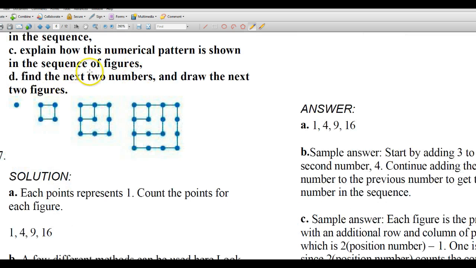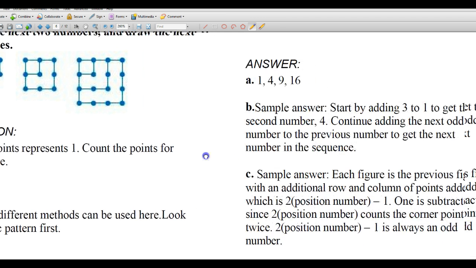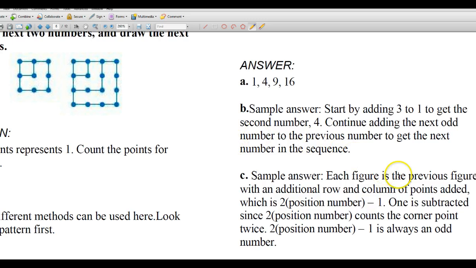Part C, we want to explain how this numerical pattern is shown in the sequence of figures. So, each figure is the previous figure with an additional row and column of points added, which is 2 times the position number minus 1. And when I say position number, I mean the next column and the next row. So this would be position number 1, position or column number 2, column number 3, so position 3. 1 is subtracted since 2 times the position number counts the corner point twice.